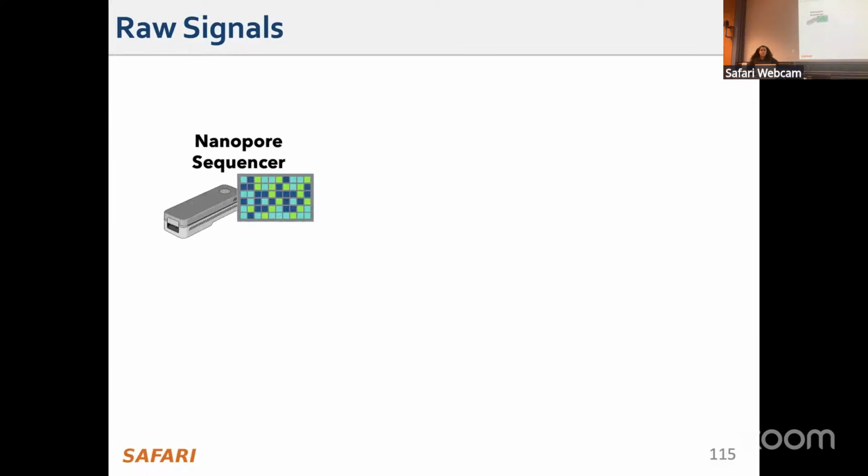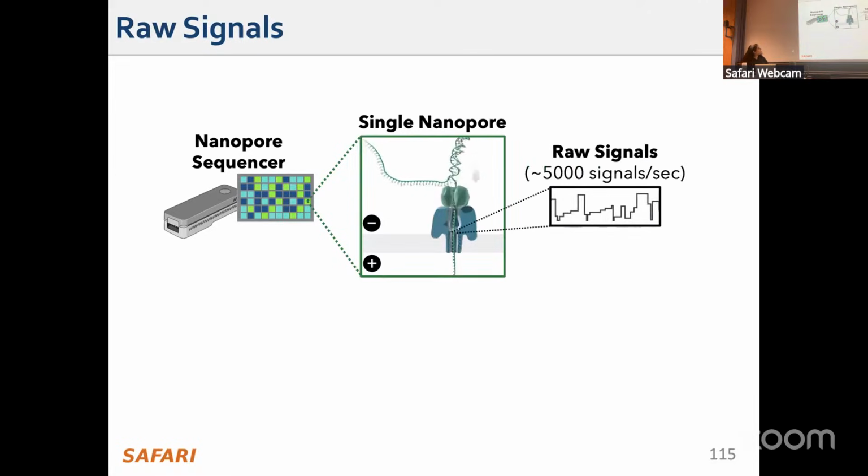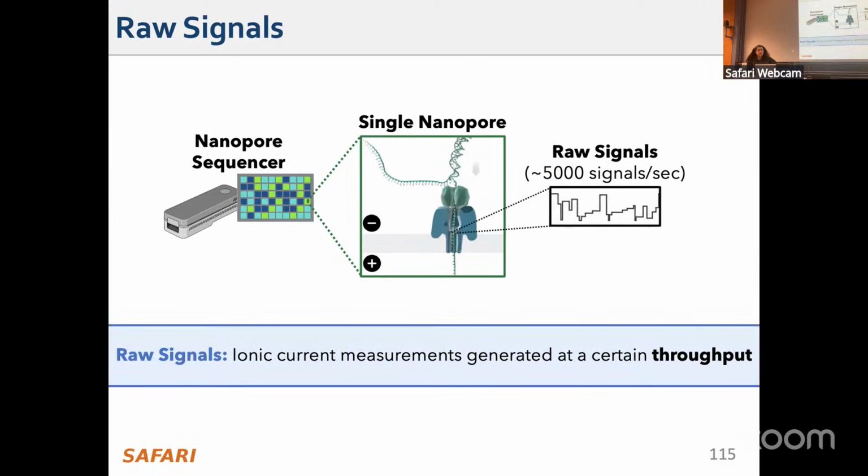But let me first tell you what raw signals are, because this is also working on a new domain. So this is a sequencer. That's an example of the little thumb device that I talked about. These are different pores, or nanopores, and the DNA strand goes through them. Then the sequencer outputs signals like this. So the raw signals are these ionic current measurements generated at a certain throughput.